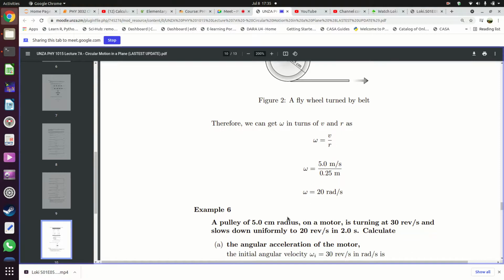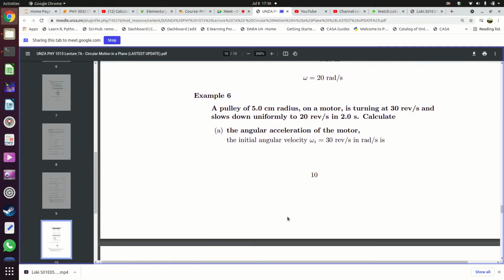Okay. Example number 6. A pulley of 5 centimeter radius on a motor is turning at 30 revolutions per second and slows down uniformly to 20 revolutions per second in 2 seconds. Calculate the angular acceleration of the motor, how fast the pulley slows down.